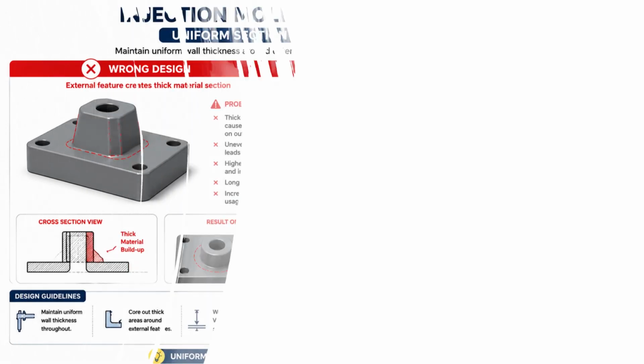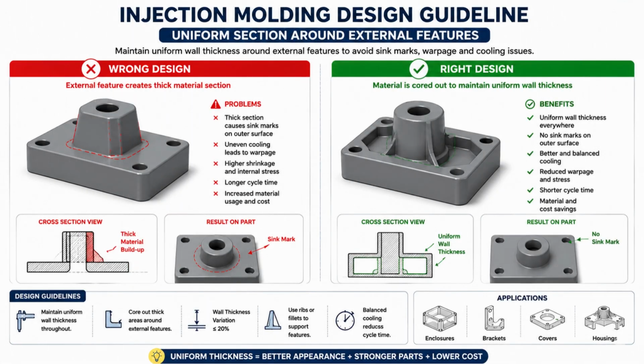Second, uniform section around external features. This tiny design mistake can ruin your plastic part. Avoid solid material around external features. Thick sections cool unevenly and cause sink marks and warpage. Core out the material to maintain a uniform wall thickness. So, less material, better cooling, better parts.